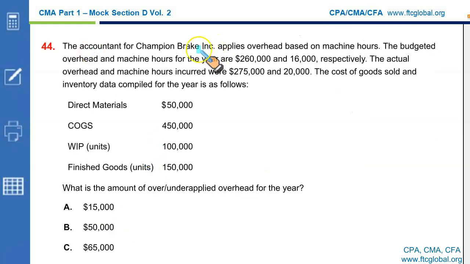The accountant for Champion Brake Incorporated applies overheads based on the machine hour. That's the application base. The budgeted overheads and machine hours for the year were 260,000 and 16,000 respectively.